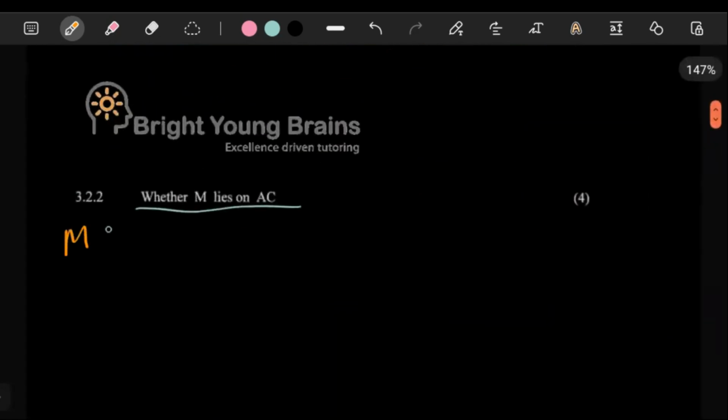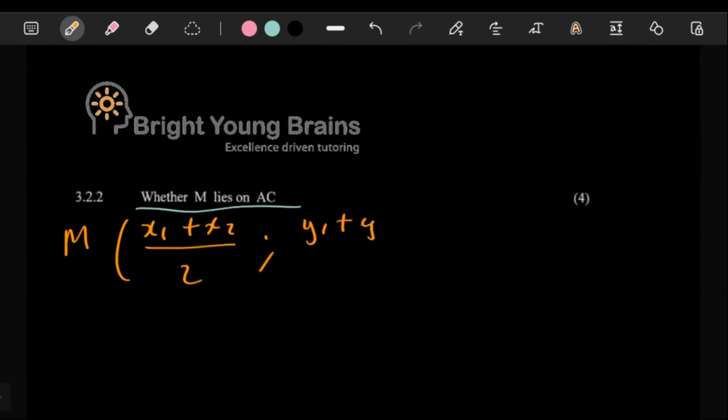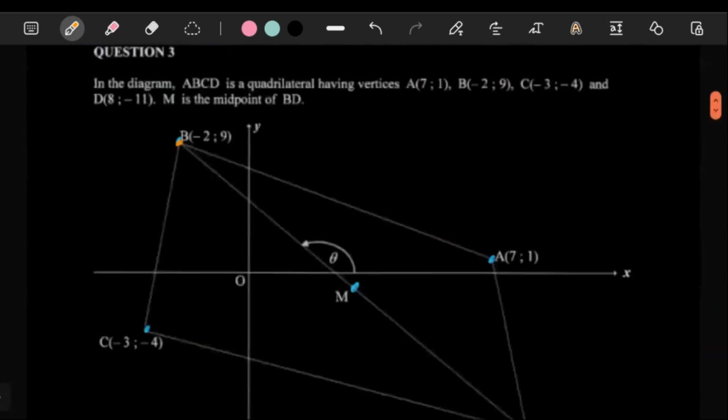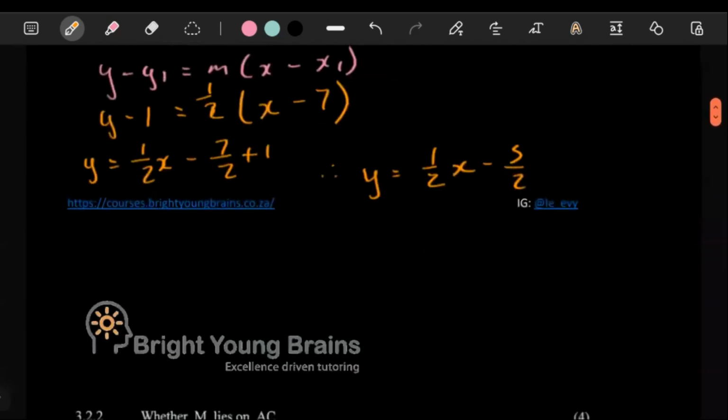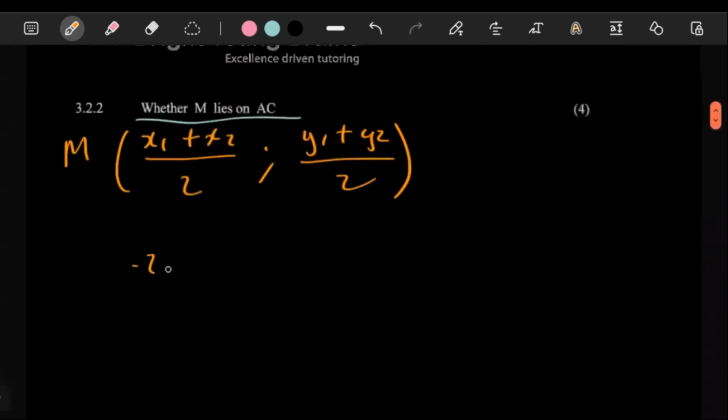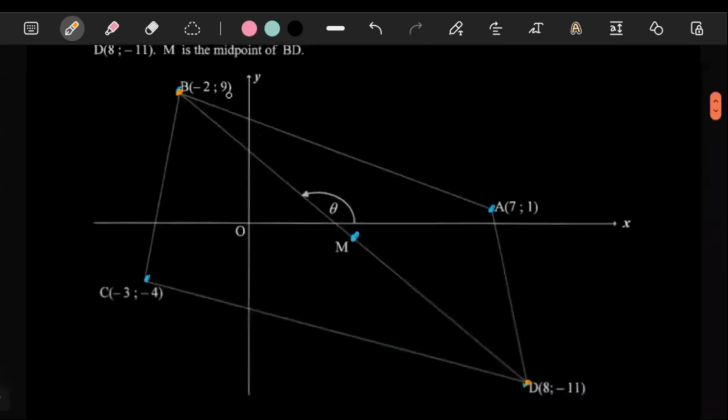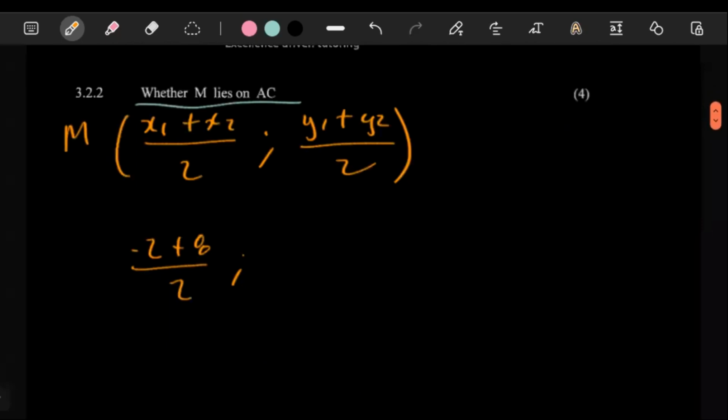The midpoint is just going to be x1 plus x2, y1 plus y2, and you're dealing with these two coordinates. So you can just say negative 2 plus the 8 there, and then for the y values, it's just going to be 9 plus the negative 11. This is going to give us positive 6.